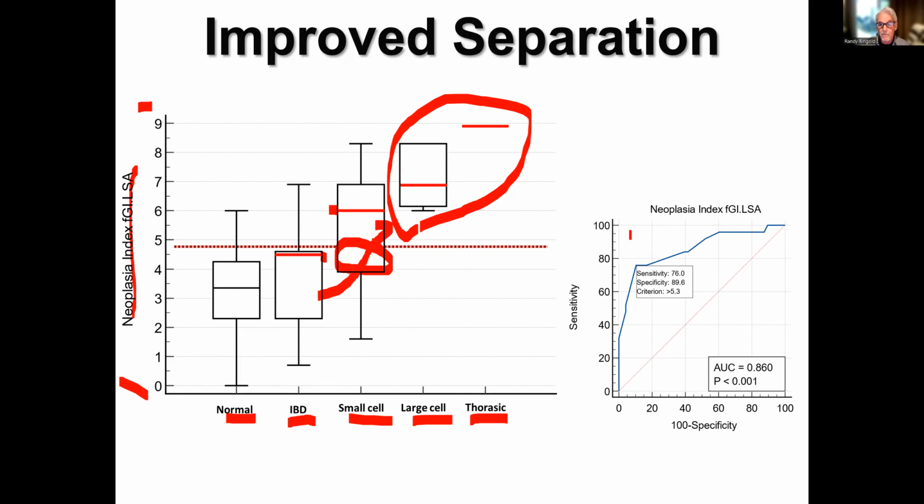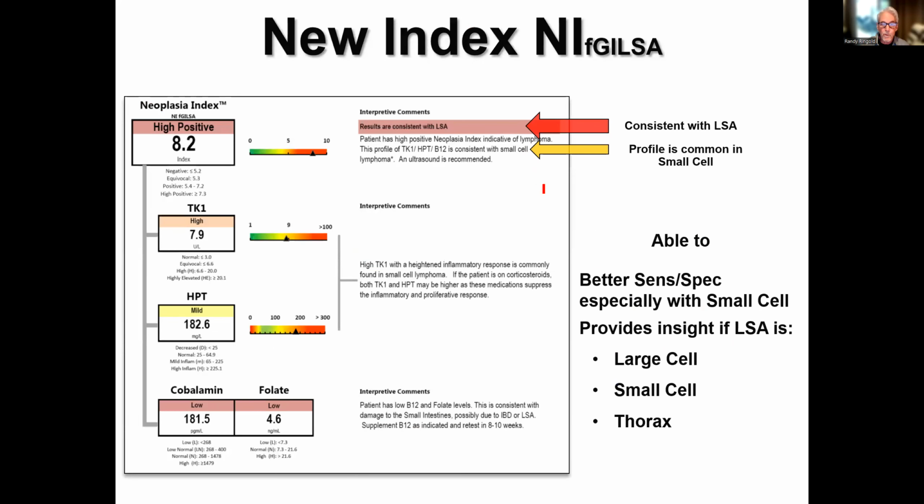Now, for GI lymphoma, you can see in this particular study that was done, we had an area under the curve of 0.86, sensitivity and specificity accordingly, and so the performance overall is quite good. This is the report. Now you can see how we integrate B12 and folate into the results to come up with the neoplasia index, incorporating TK1 and haptoglobins for cats, CRP for dogs, and again, context sensitive.